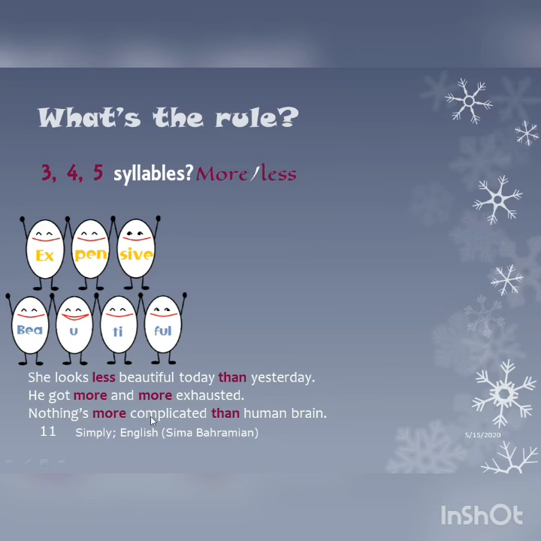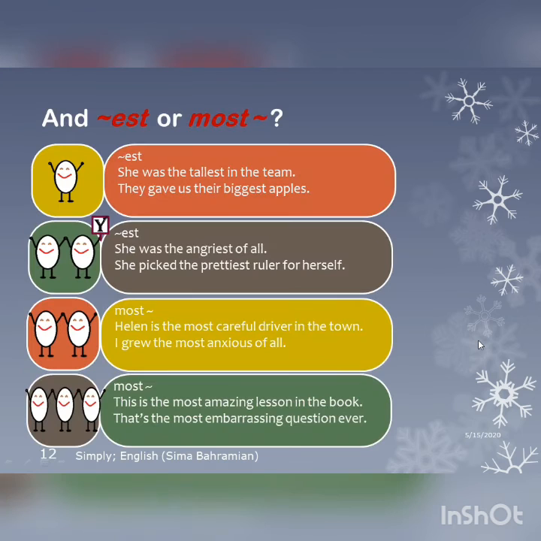So that's very easy. Just pay attention to the number of syllables. The same thing happens when we are talking about superlative forms. Okay? If there is a one-syllable adjective, very easily go with est. She was the tallest in the room. If there are two syllables, but you see y at the end, go with est again. She was the angriest of all. For two-syllable adjectives which lack y, go with most or least.